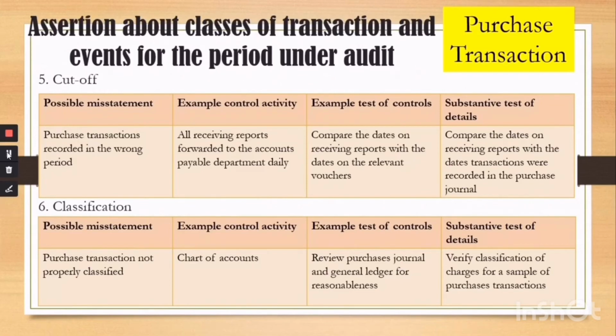Okay, so for the last assertion for this purchase transaction, which is classification, the possible misstatement is maybe the purchase transaction is not being properly classified. Therefore, the internal control should have the responsibility to check the chart of accounts. However, if the auditor finds out that the internal control is ineffective, tests of control will be performed by the auditor, where the auditor will review the purchases journal and general ledger for reasonableness.